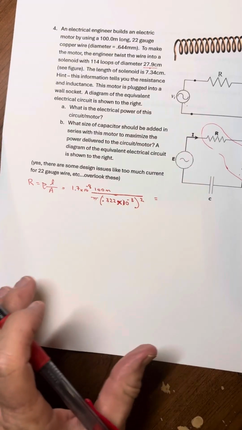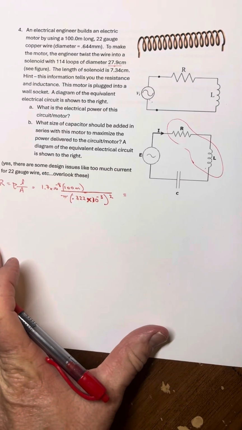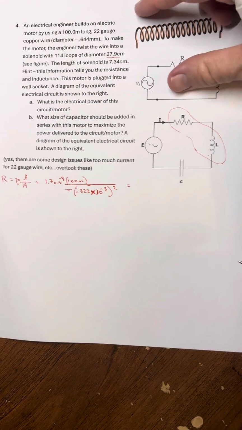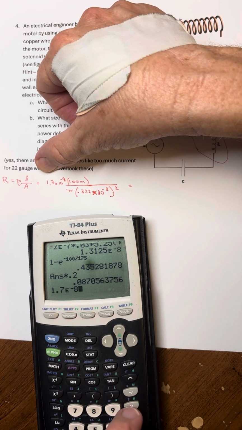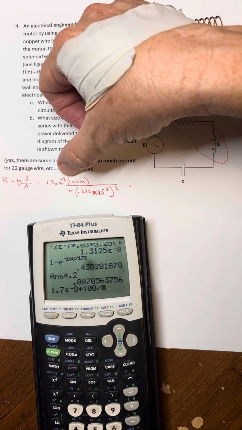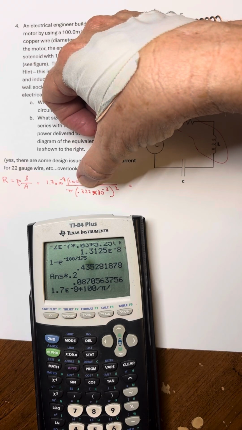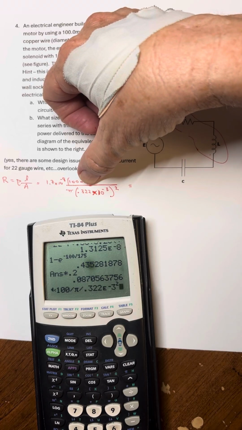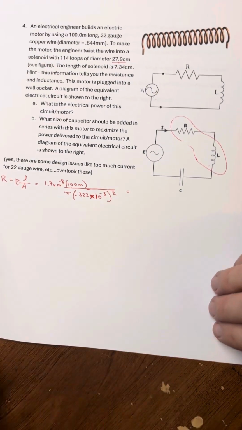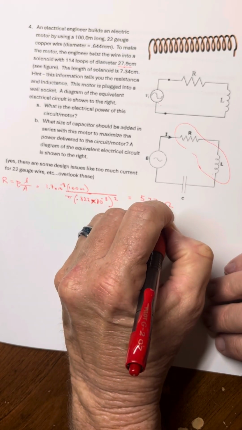So by the time you take all these wirings and hook it up, trying to get a lot of current to go through our wires, because we're trying to make a strong magnetic field so we can make a strong motor here, we get what? So 1.7 times 10 to the negative 8 times 100, divide by pi, also divide by 0.322 times 10 to the negative 3 squared. Hit enter. And we're looking at about 5.22 ohms of resistance. Yay!